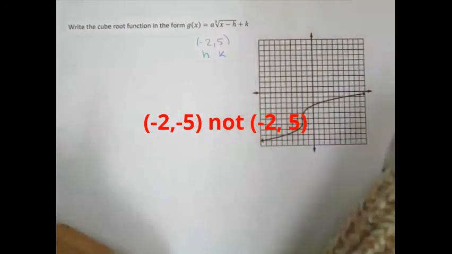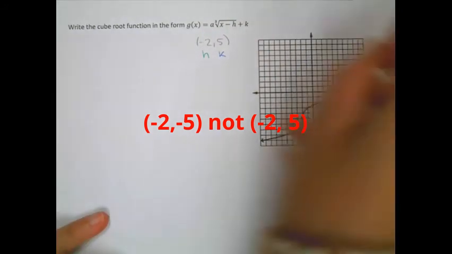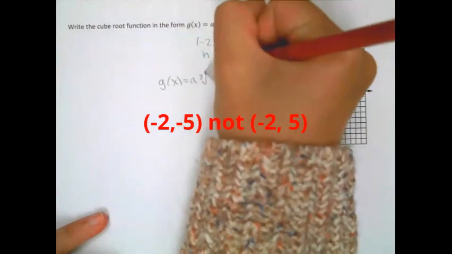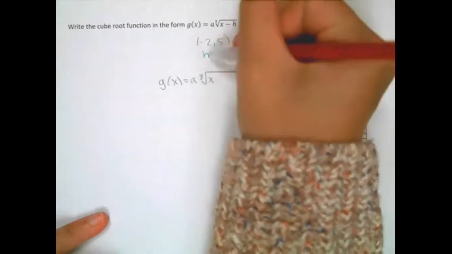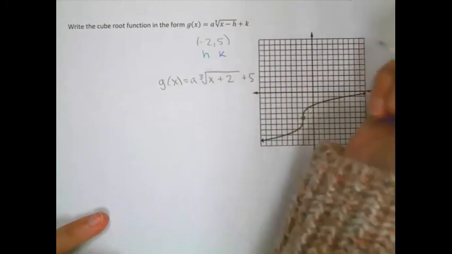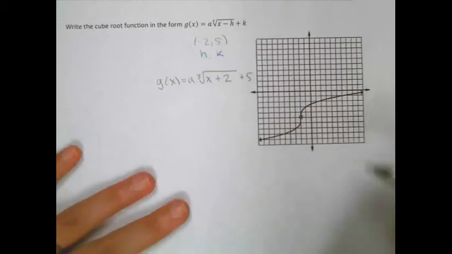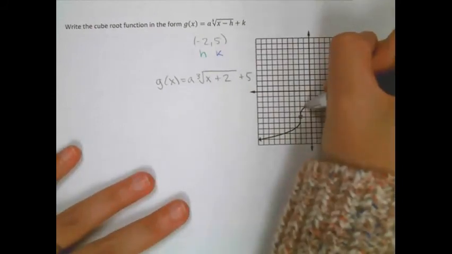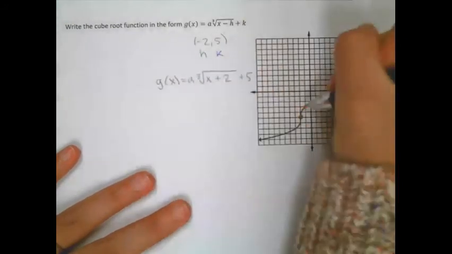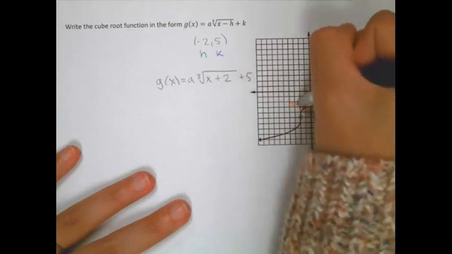So far, we already have a majority of our equation. So we have g of x is equal to a, which we don't know yet, times the cubed root of x minus -2, so x + 2, and then +5. And then we just need to find our a value. We can be very careful and find our a value by looking at the point directly to the right, 1 unit to the right, and then counting the slope by going up 2, right 1, and finding that the a value is equal to 2.